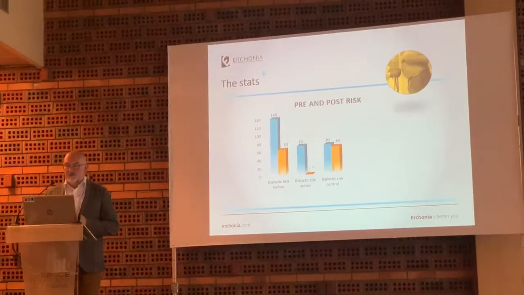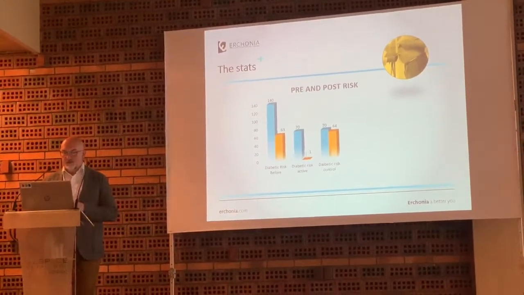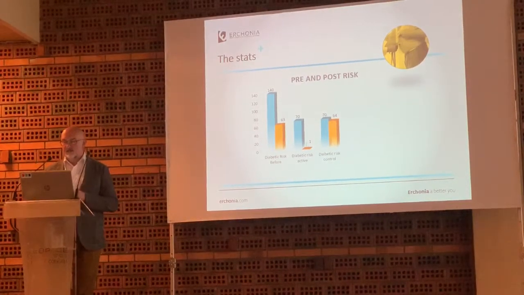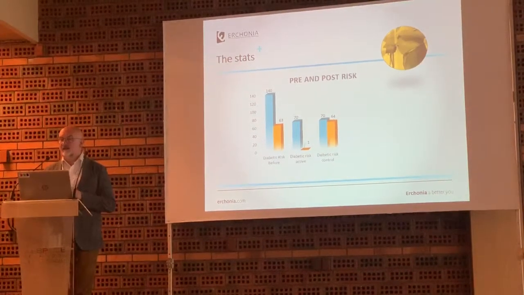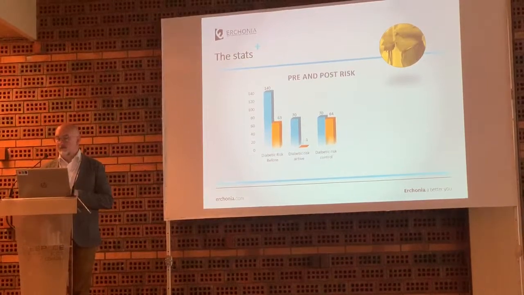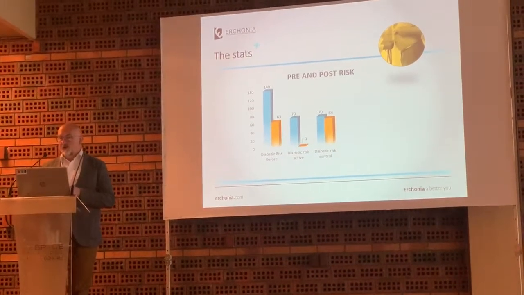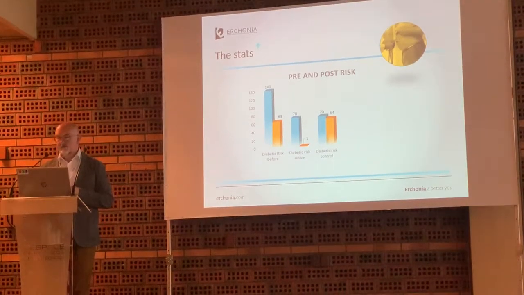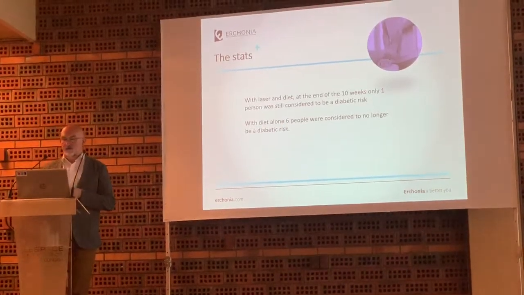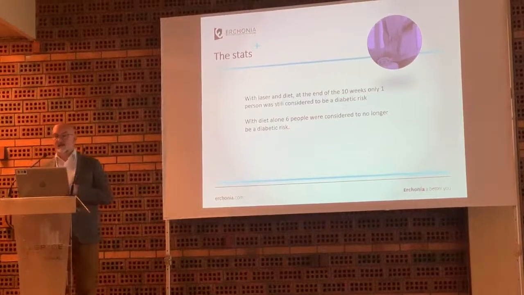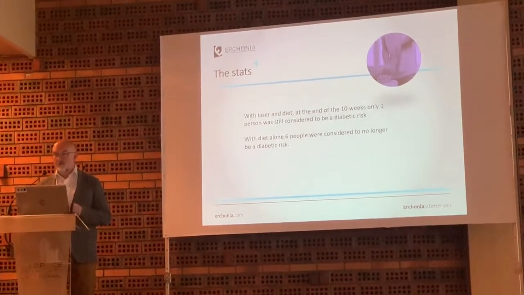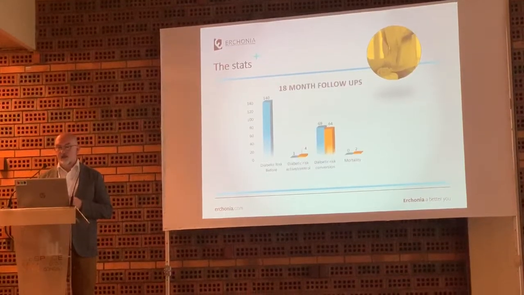So when we look at pre and post risk, 140 patients, on the active scale, you can see the difference there. We had one patient in the active scale that went on to develop diabetes, whereas on the control group, we had 6 that didn't. So with laser and diet at the end of 10 weeks and over the course of the study, you can see there 1 with, 6 without.